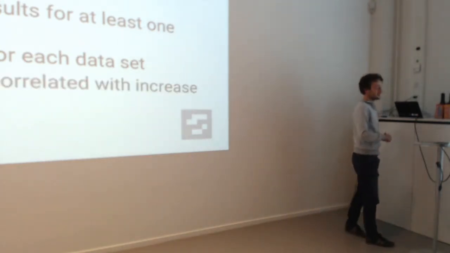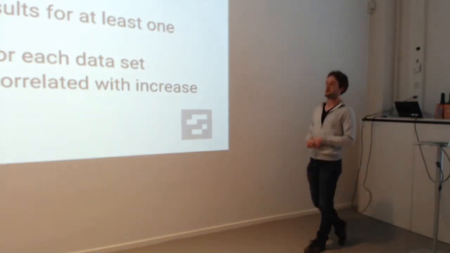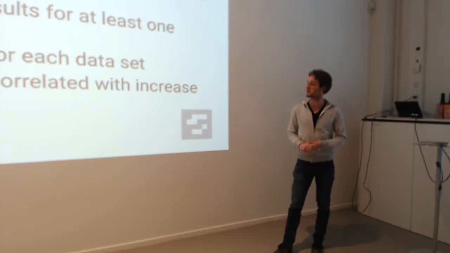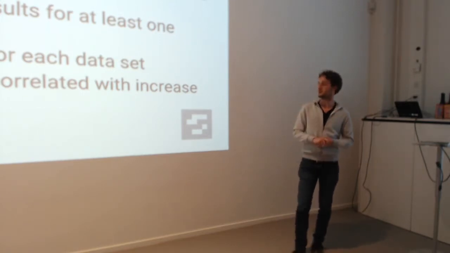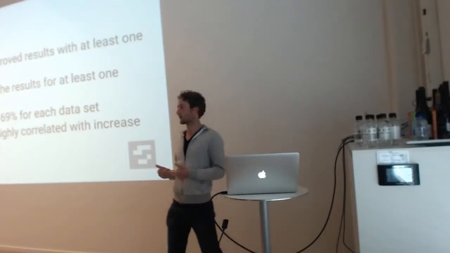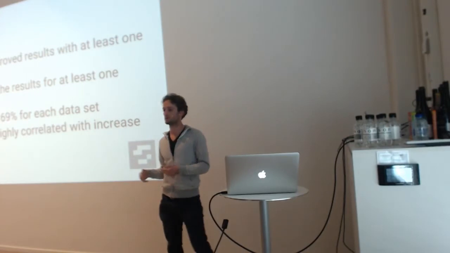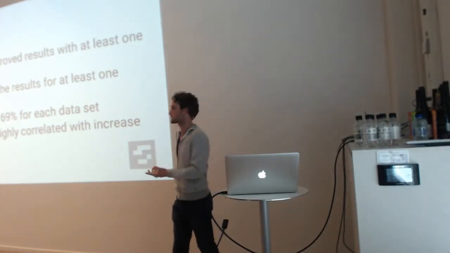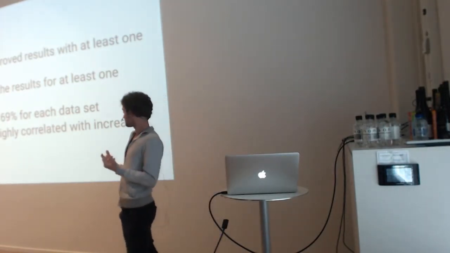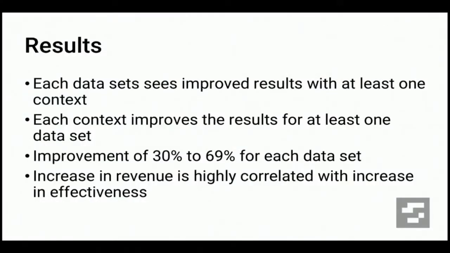And like I said, there's also an increase in revenue, which is of course relevant to a company like Sanoma. An increase in revenue is highly correlated with the increase in effectiveness, which basically means that better results are not because cheaper items are recommended, but in general, if better items are recommended, then the revenue that can be created by using the recommender systems increases by the same amount.